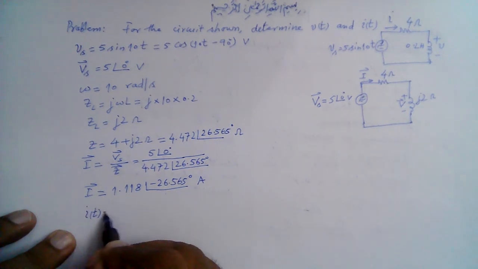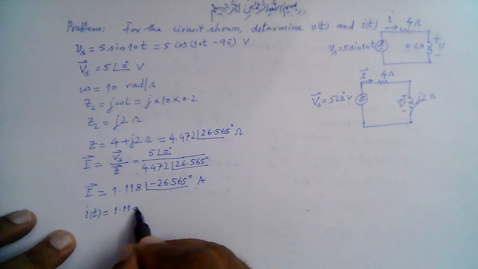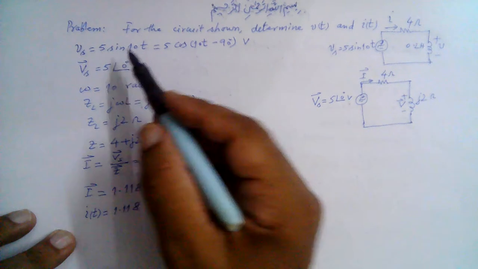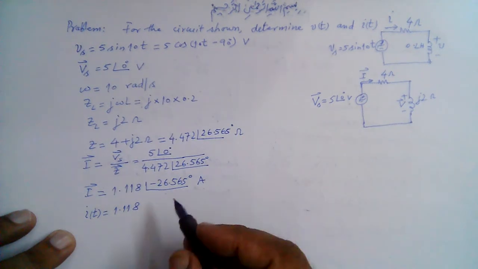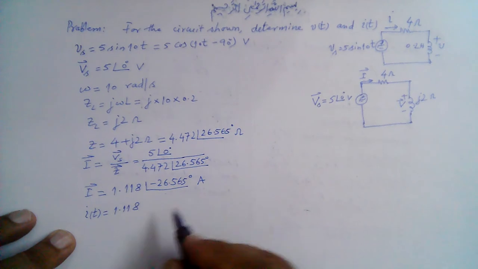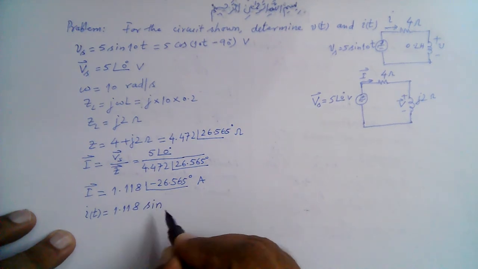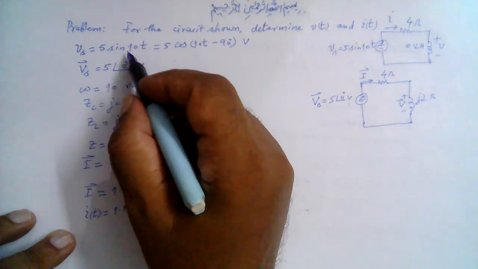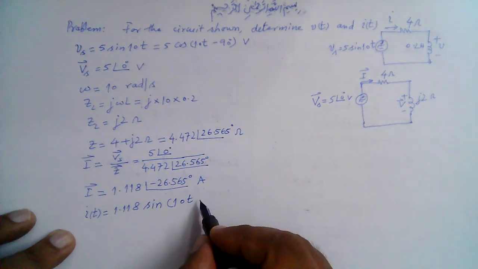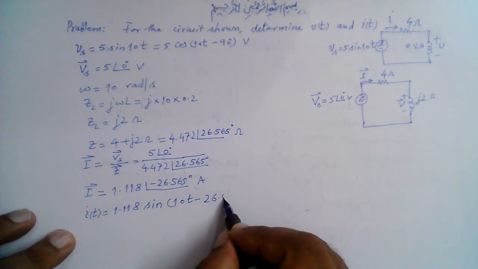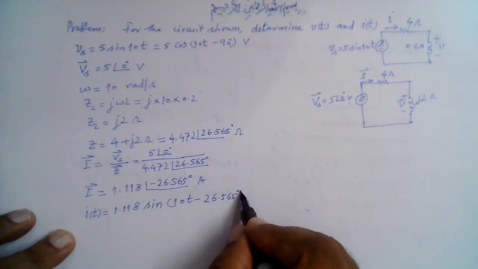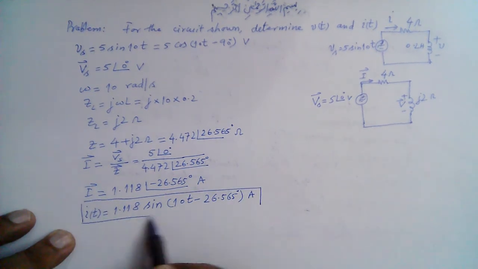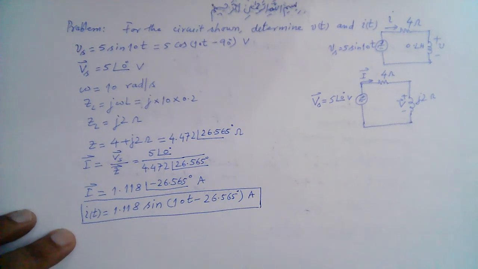I_FT is given by 1.118. And now remember, we used sine as the base. So when we transform it back into the time domain, we will again use the sine form. So this will be sine 10t, right? This is the omega, right? And minus 26.565 degrees amperes. So this is our result, the current in the time domain.